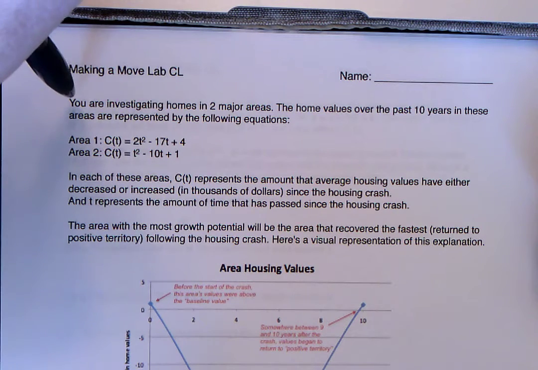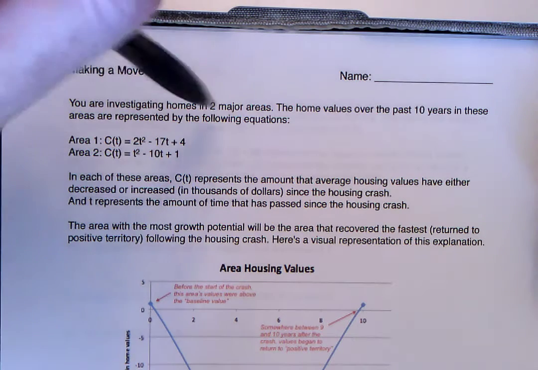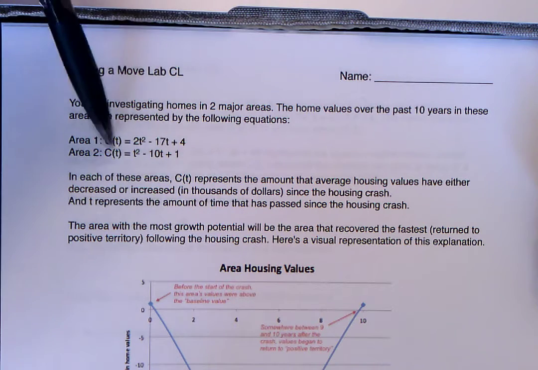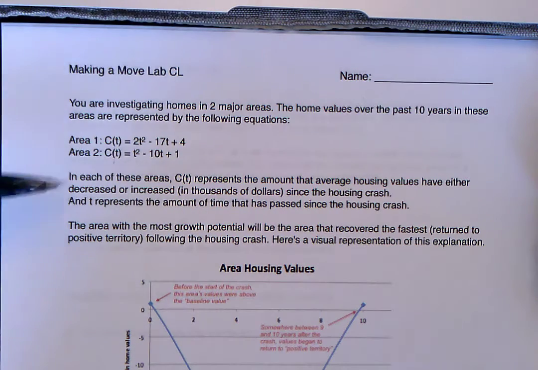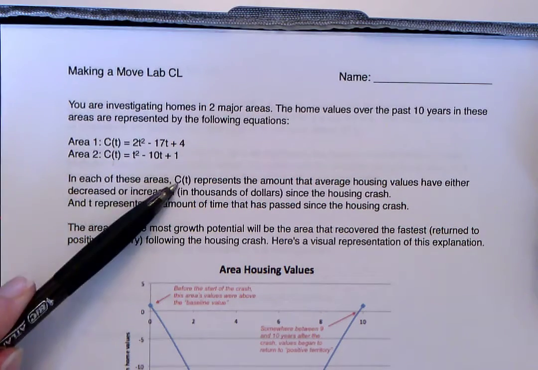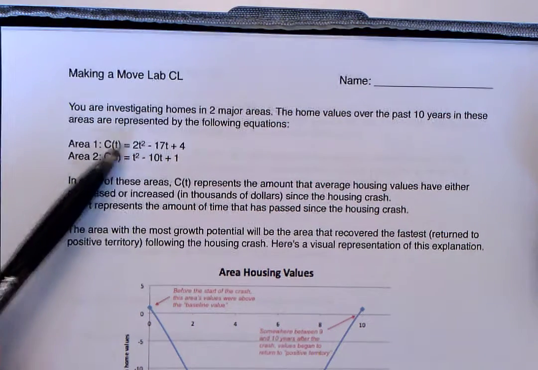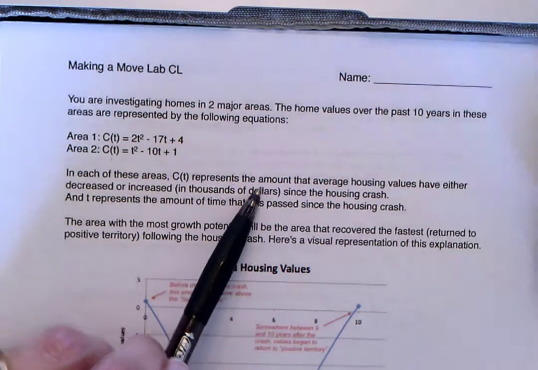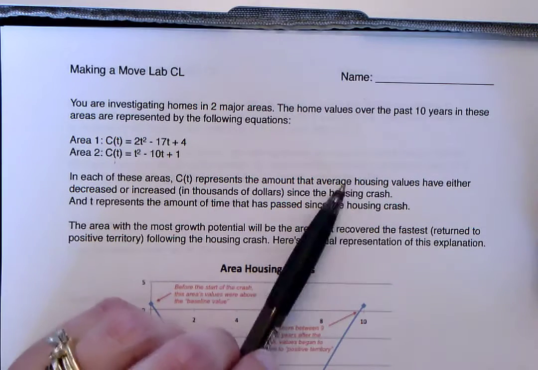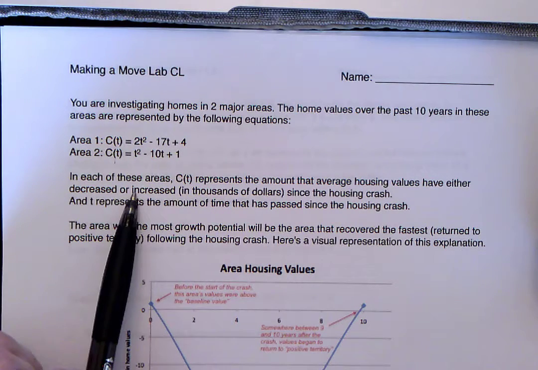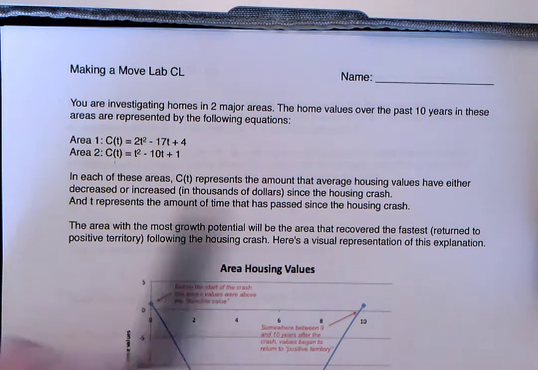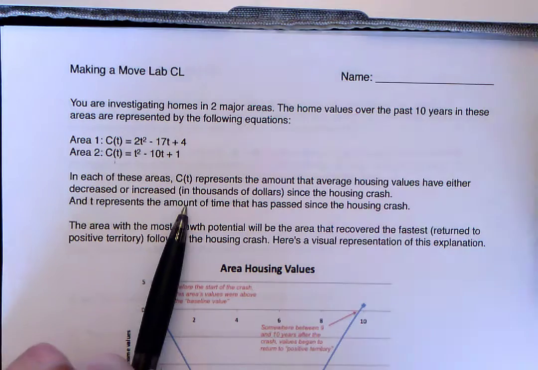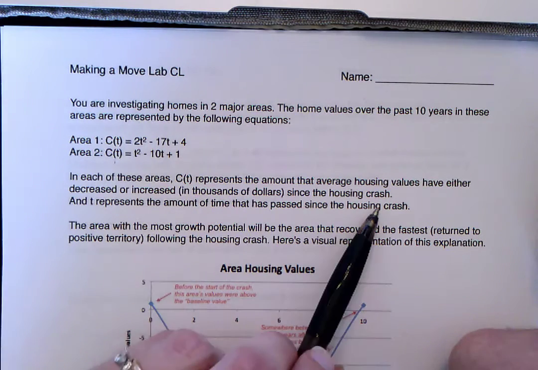It says here you are investigating homes in two major areas. The home values over the past 10 years in these areas are represented by these two equations. And then it says in each of these areas, the y value, which is kind of like y equals, and then you've got this stuff, represents the amount that average housing values have either decreased or increased in thousands of dollars since the housing crash. And T on here represents the amount of time that has passed since the housing crash.